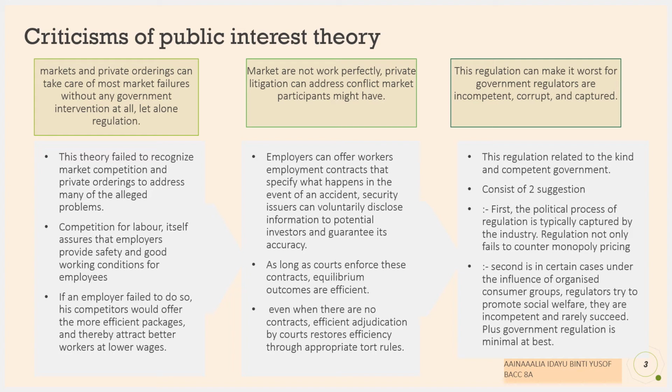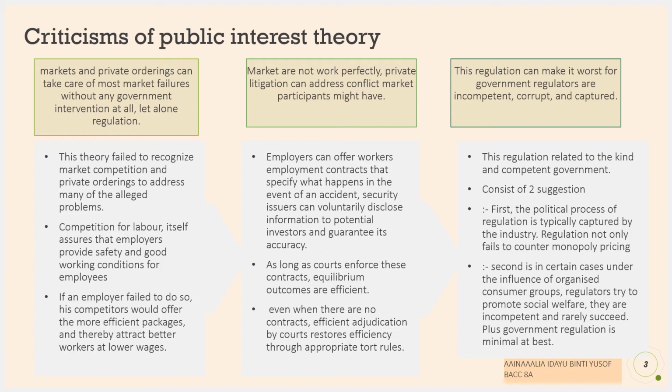So, an employer can offer the worker an employment contract that specifies what happens in the event of an accident. A security issuer can voluntarily disclose information to potential investors and guarantee its accuracy. As long as the court enforces this contract, equilibrium outcomes are efficient. Even when there are no contracts, adjudications of the court restore efficiency through the appropriate tort rule.